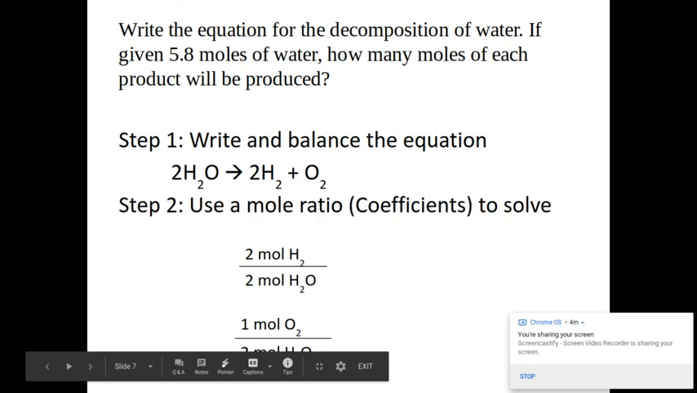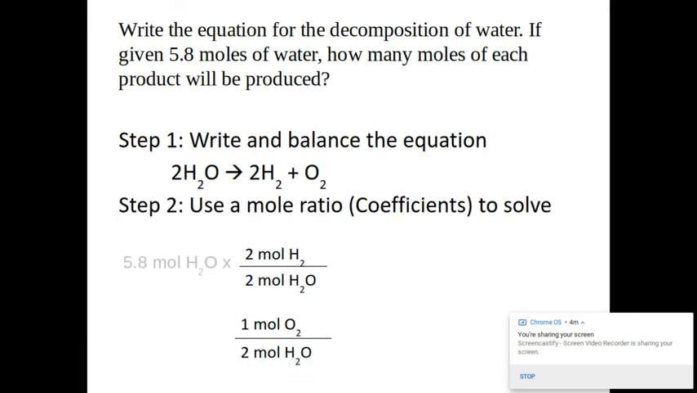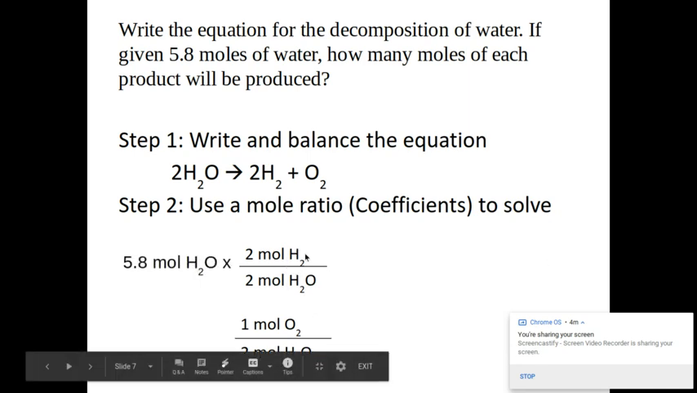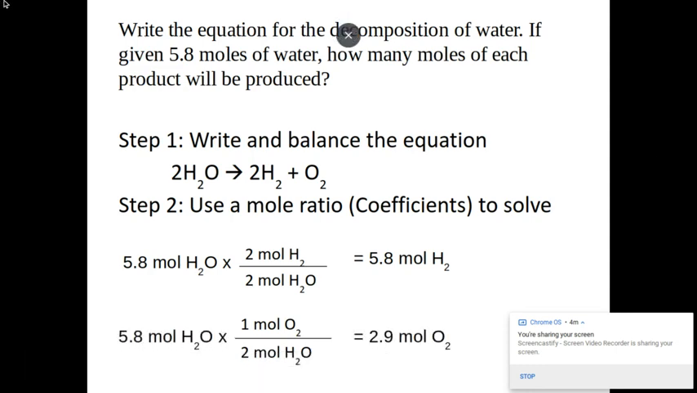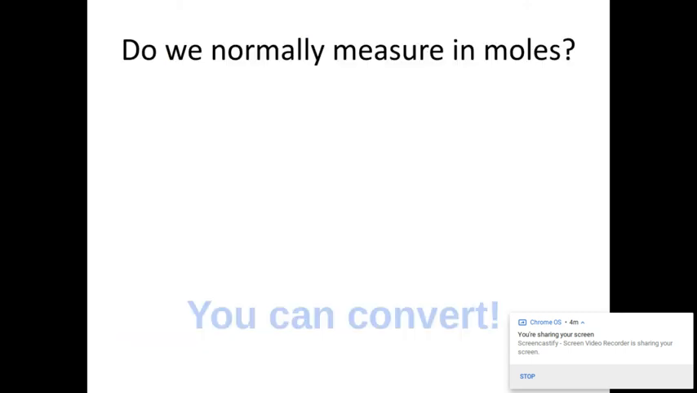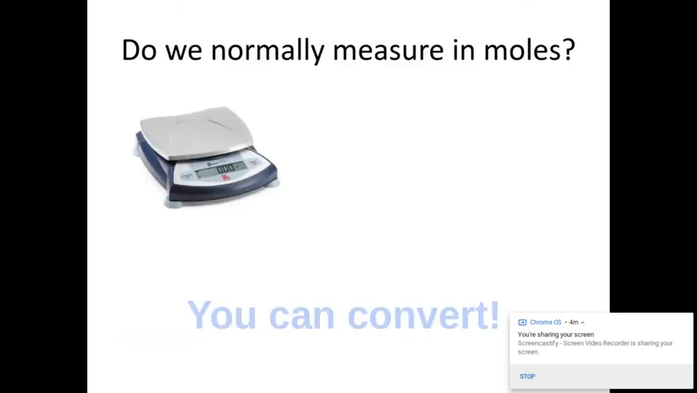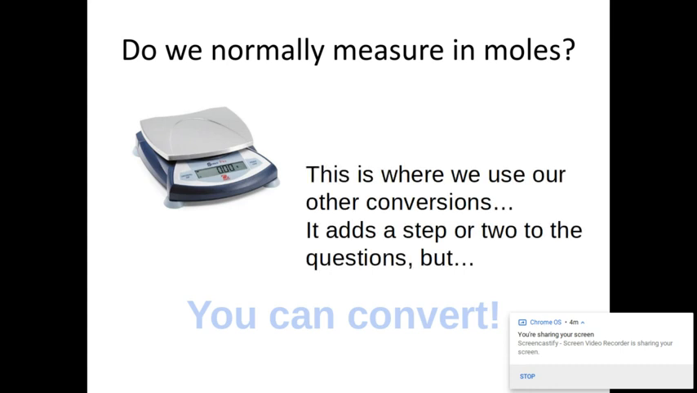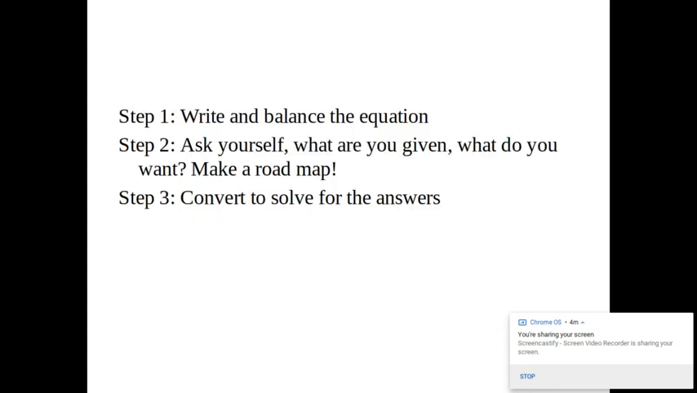If you're given 5.8 moles of water, what are we going to do? Well, if we have 5.8 moles of water, we're going to use this right here, because we want to get hydrogen first, and then we want to get oxygen next. See how that works? We're using the mole ratio of hydrogen to water, and we're using the mole ratio of oxygen to water. That's the moles. So that's the beginning of that.